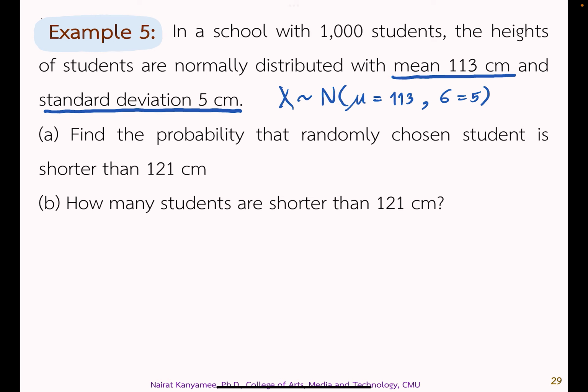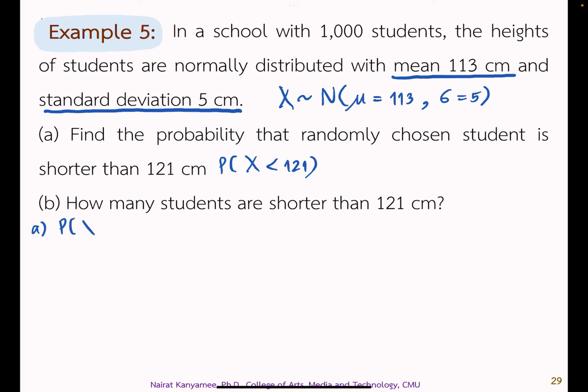So find the probability that a randomly chosen student is shorter than 121. So part A, we're looking for P of X less than 121, right? And part B, how many students are shorter than 121? We need to think more. After we get the probability out, then we need to convert that to number of students. Okay, let's do part A first.